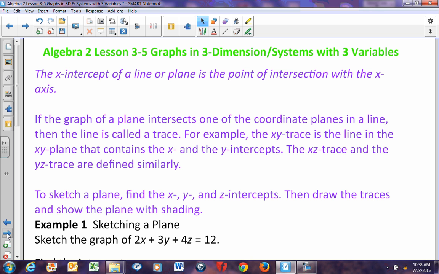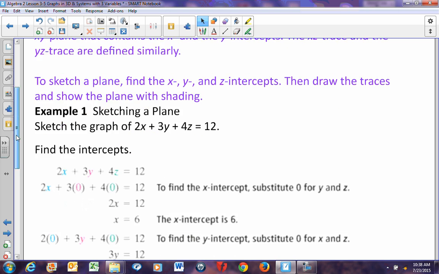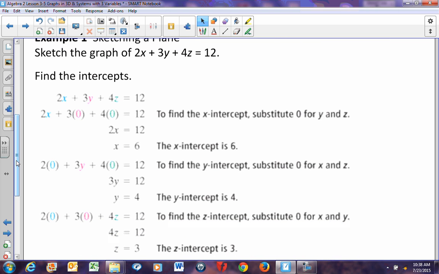We're going to sketch a plane, find the x, y, and z intercepts, and draw the traces and show the plane with the shape. So it's not all that hard. We're going to sketch the plane 2x plus 3y plus 4z equals 12. The first thing we're going to do is find all your intercepts.